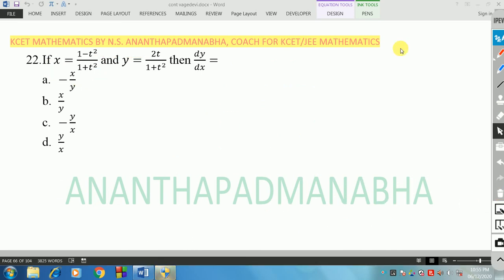So this is again a problem on parametric differentiation. We have x is equal to (1 minus t square) by (1 plus t square), y is equal to 2t by (1 plus t square). I have to find dy by dx. Options are minus x by y, minus y by x, and y by x.